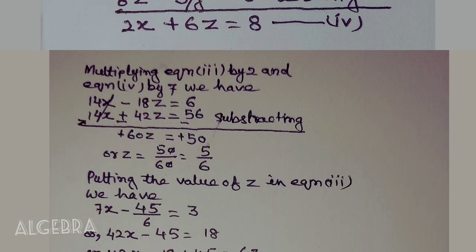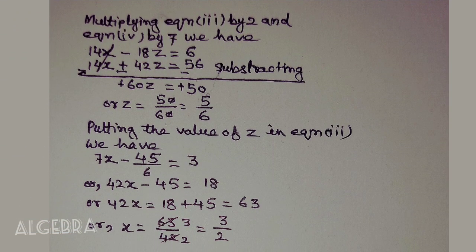Multiplying equation 3 by 2 and equation 4 by 7, we have 14x minus 18z is equal to 6, and 14x plus 42z is equal to 56. Subtracting, minus 60z is equal to minus 50, or z is equal to 50 by 60 is equal to 5 by 6. Putting the value of z in equation 3, we have 7x minus 45 by 6 is equal to 3, or 42x minus 45 is equal to 18, or 42x is equal to 18 plus 45 is equal to 63, or x is equal to 63 by 42 is equal to 3 by 2.